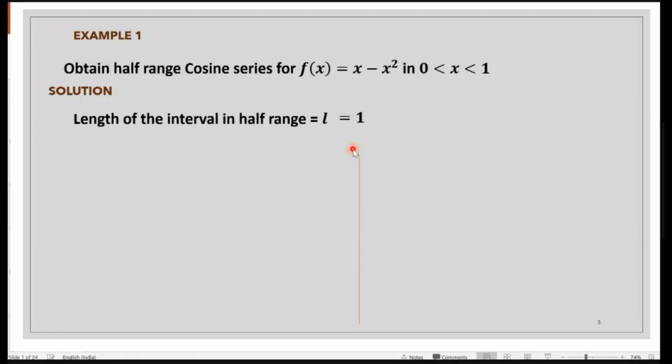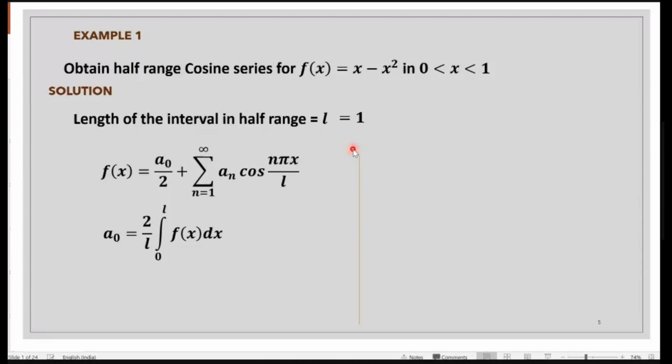So now what is a0? Same formula, a0 will become 2 by L integral 0 to L f(x) dx. The same formula we apply for even function also when we have minus L to plus L function. So here L is equal to 1. Substituting for L equal to 1, we will get 2 integral 0 to 1 (x minus x square) dx.